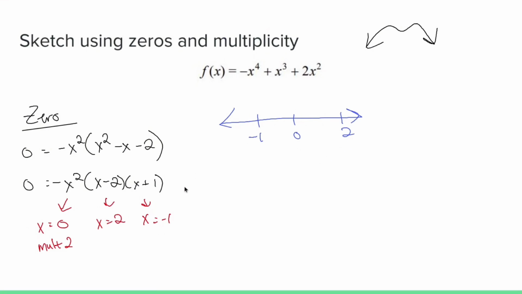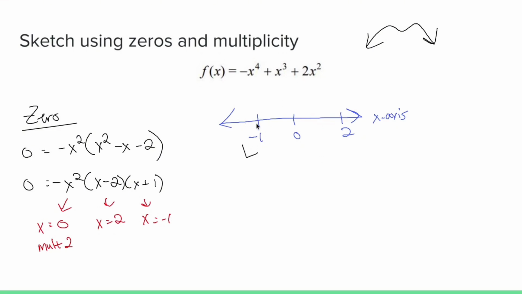Now what's very important is whenever the multiplicity is an even number, my graph as I draw it out ricochets off of the x-axis. This axis, the x-axis right here. When my multiplicity is odd, it goes through. So I know that my graph is going to look like this. I know my graph's going to look like that.